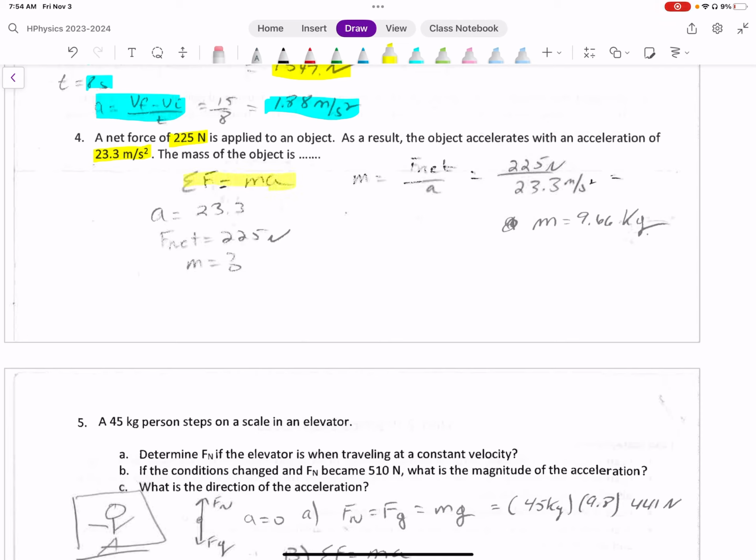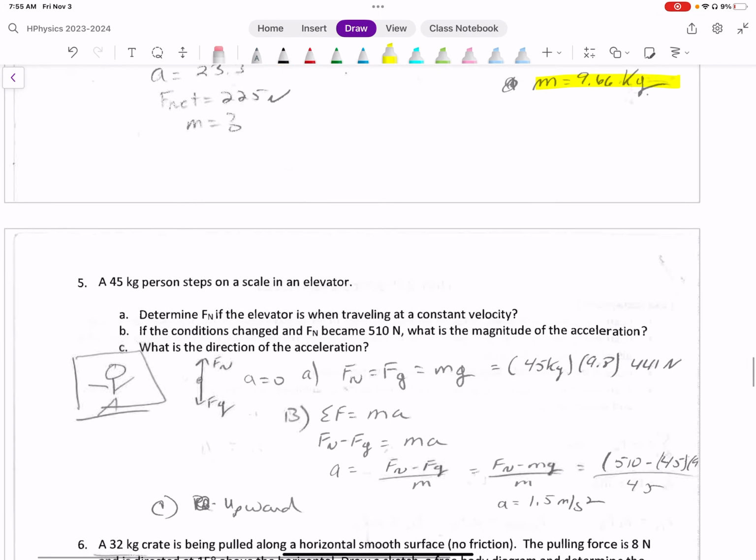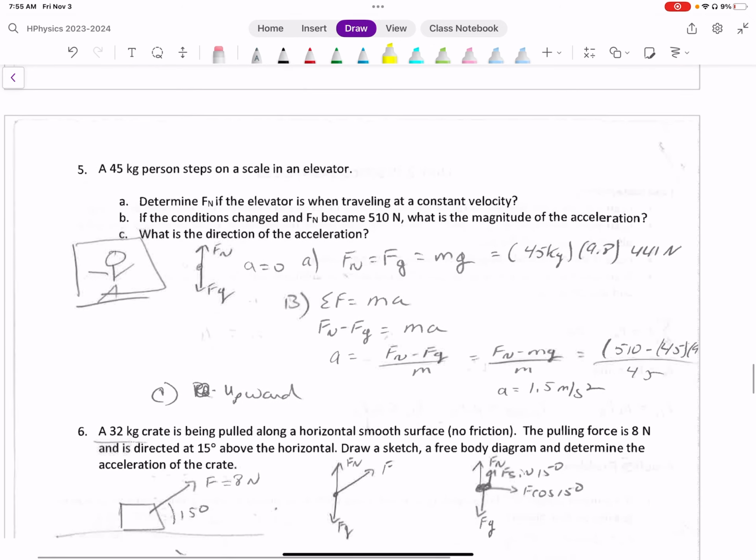Same equation, Newton's second law. The sum of the forces equals ma. They told me the net force, so that's the only force acting on it. I rearrange the equation for mass, and I will find mass equal to the net force over acceleration. Net force was given, acceleration was given, and we can plug that into our calculator and find the mass to be equal to 9.66 kilograms.